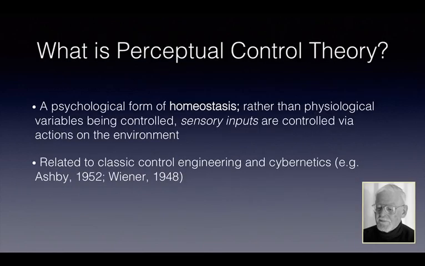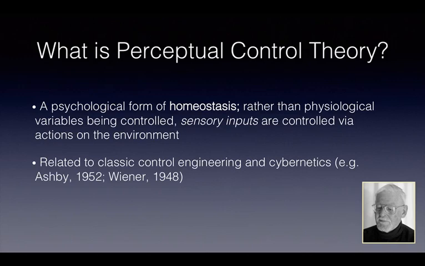So what is perceptual control theory? To put it simply, it's a psychological form of homeostasis. So rather than physiological variables being controlled, in PCT it's sensory inputs that are controlled, and they are controlled via actions on the environment. So whereas homeostasis situates within the body, the idea of PCT is that inputs, experiences, perceptions, incoming signals are controlled via actions through aspects of the environment, moving around, using tools, etc.